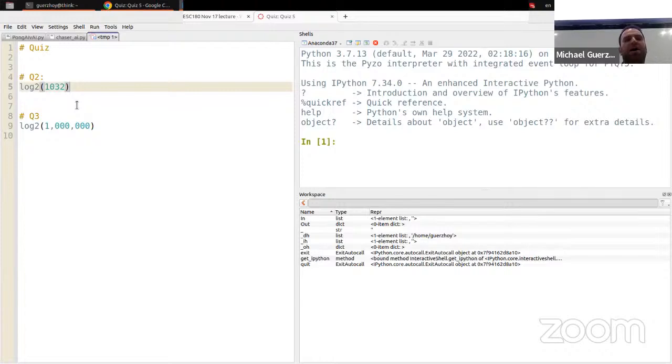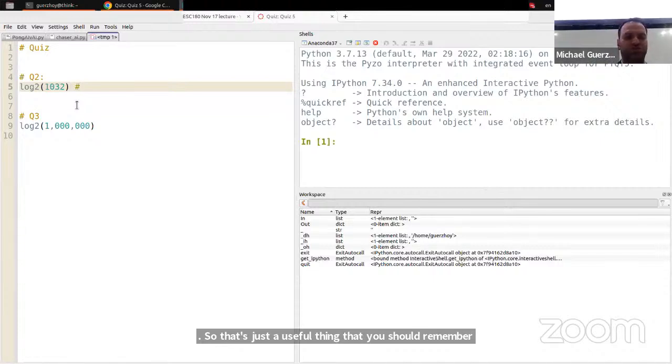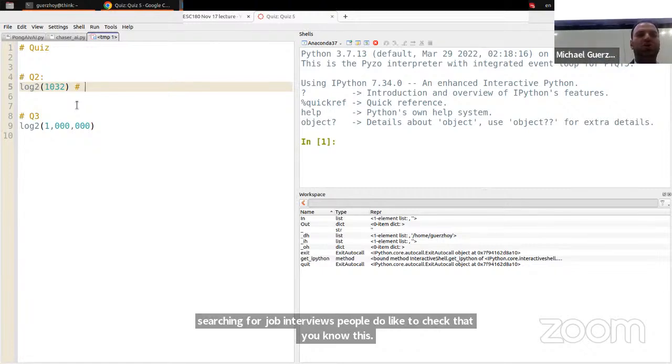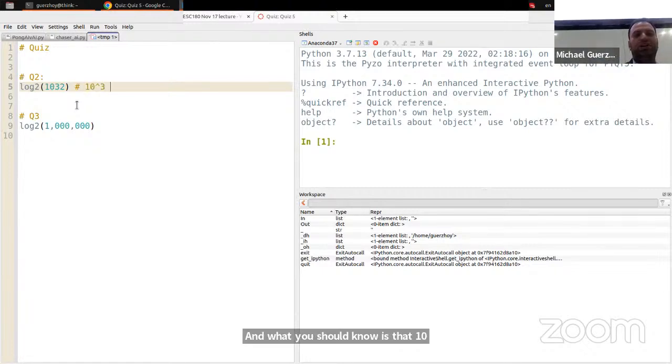So to recap, what's log 2 1032? That's just a useful thing that you should remember for, well, maybe not necessarily this class, but certainly for job interviews, people do like to check that you know this. And what you should know is that 10 to the third is approximately equal to 2 to the power of 10. And 10 to the third, you hopefully know, is 1,000. So that means that log 2 of 1032, which means to what power should you raise 2 so as to get 1032? The answer is 10.